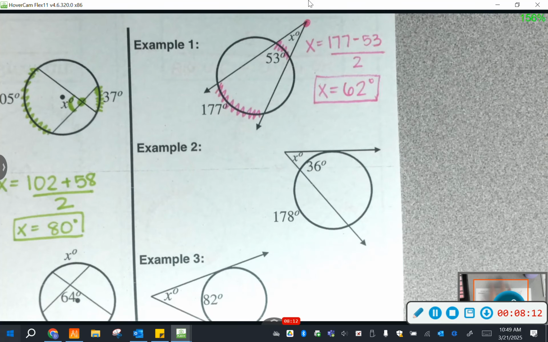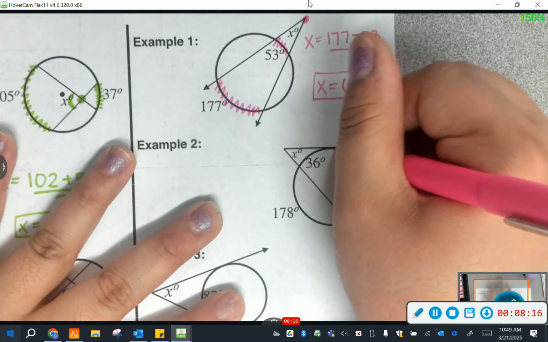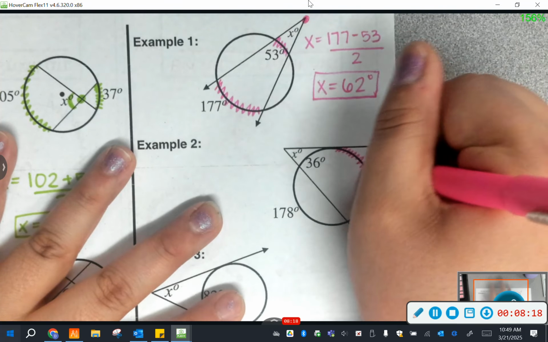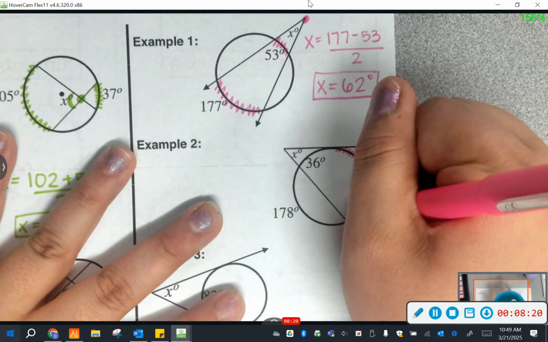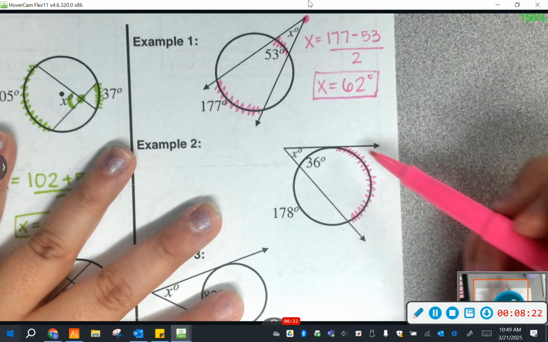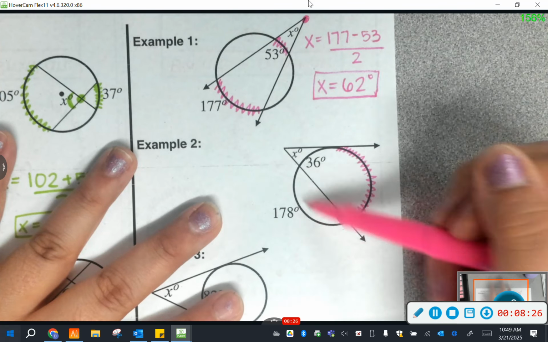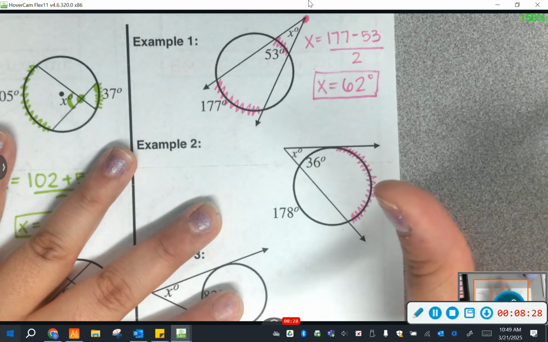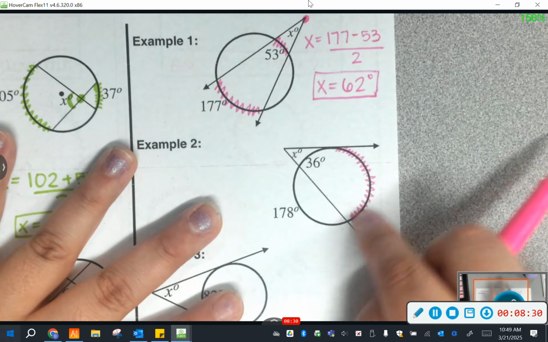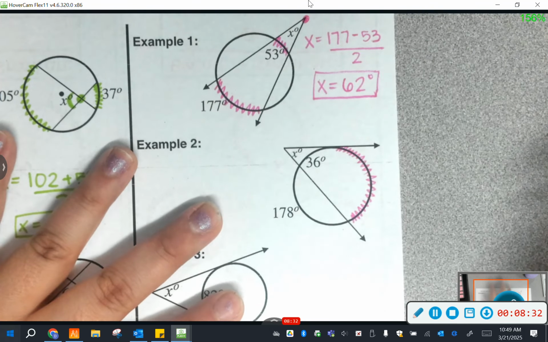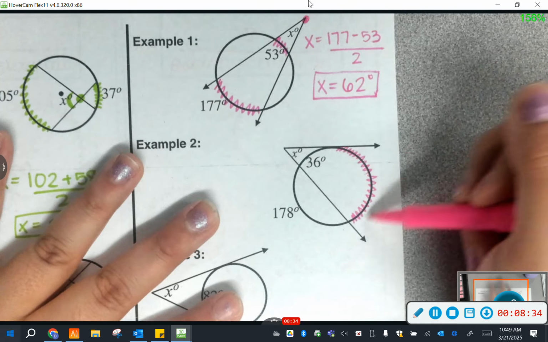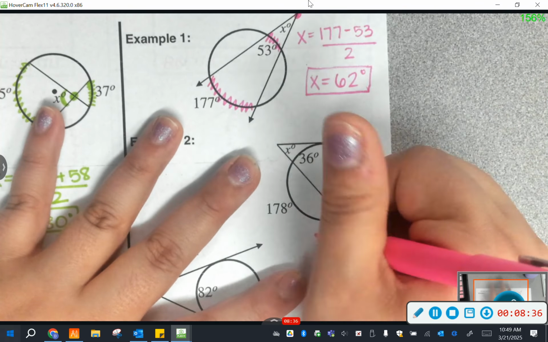What about example 2? Yeah, 36 and 17. What is my big arc? Alright, perfect. Those of you that got it, great. Those of you that don't, 178 is not in my angle. Do y'all agree? So that's not my big arc. However, I have to find it by adding these two.